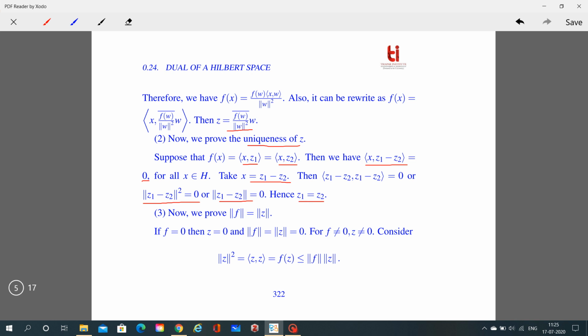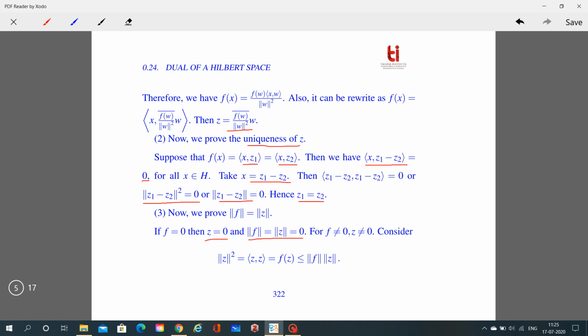So in the first step we proved the existence of such z, and in the second step we proved the uniqueness of such z. Now we will prove that the norm of f is equal to the norm of z. If f = 0, then z = 0, and the norm of f is equal to the norm of z, which is equal to 0. So we get the result.